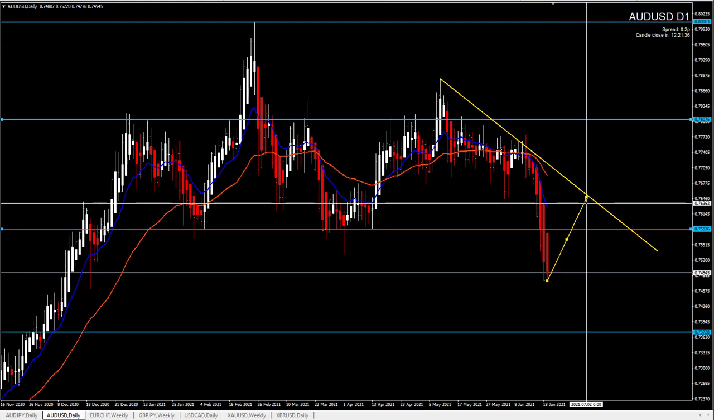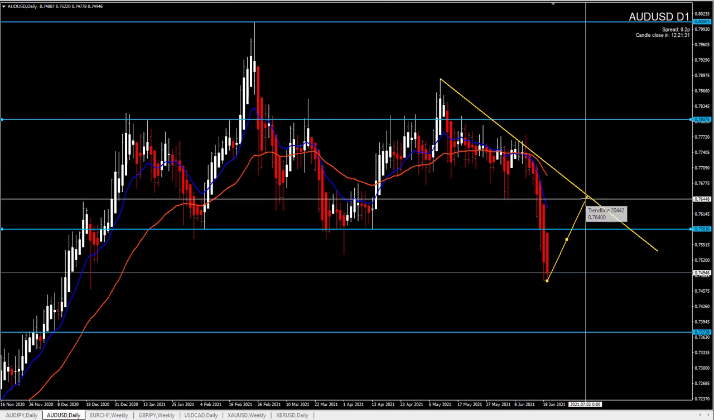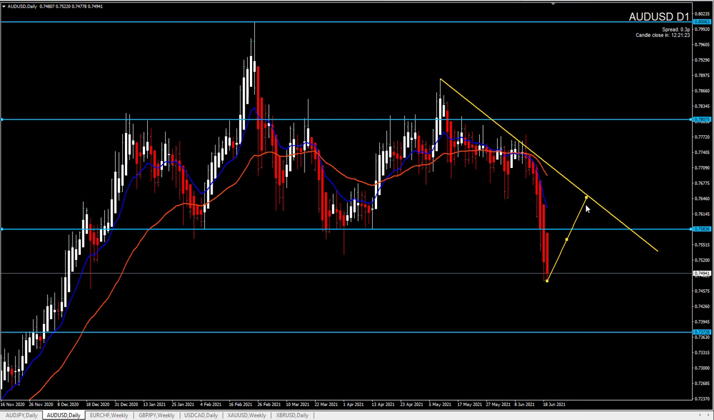But if we look for lower time frame entries, this still might be okay, because we might get some pips to grab if we trade on the 1-hour chart, on the 4-hour chart.